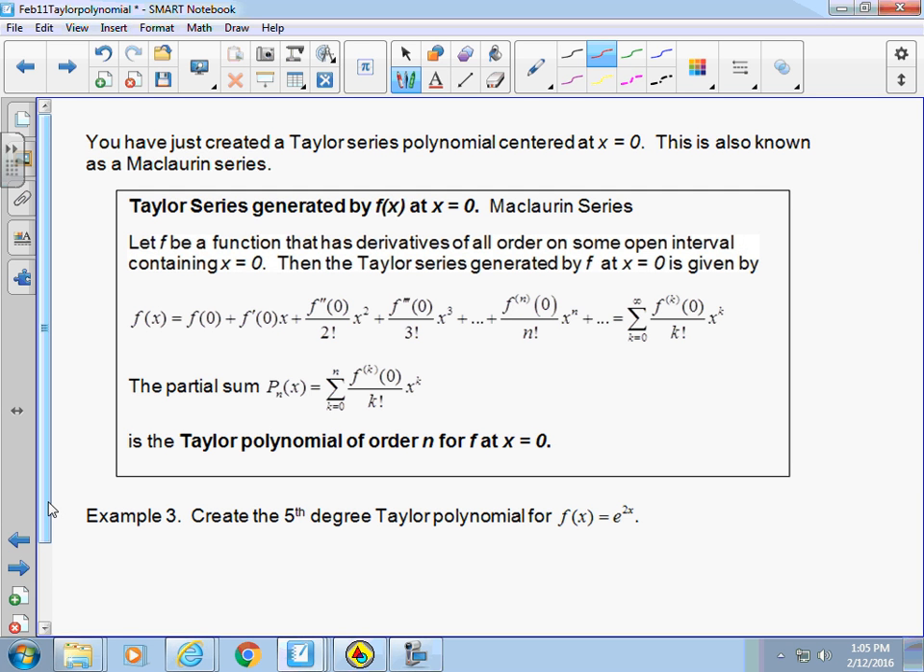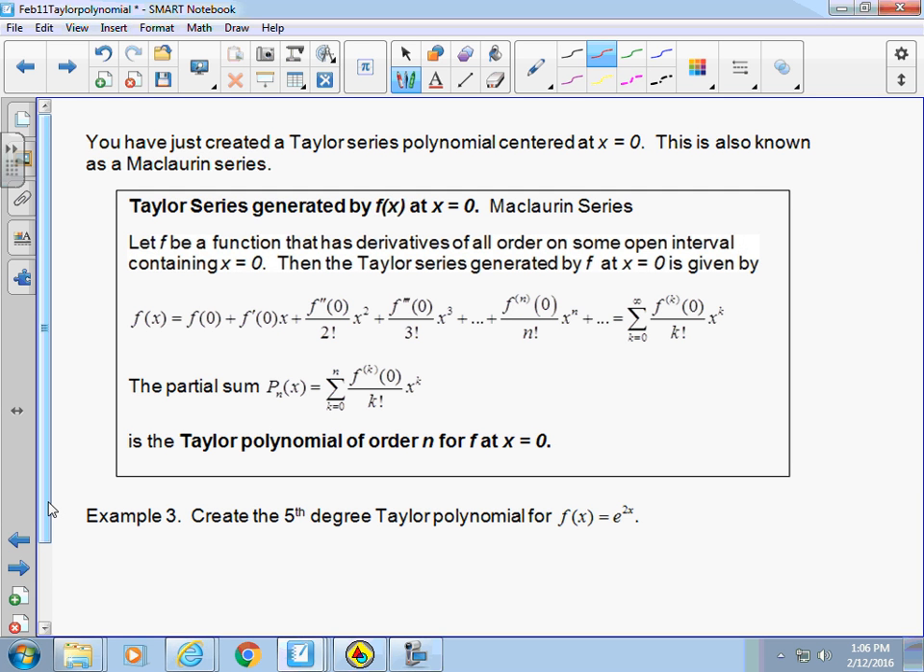To the right, you will see the summation notation of a Taylor series polynomial. It's the kth derivative at 0 divided by k factorial times x to the k, summed up from k equals 0 to infinity. A partial sum is just if you stopped anywhere along the way and didn't go to infinity. This is a polynomial that will approximate a curve. Any curve.